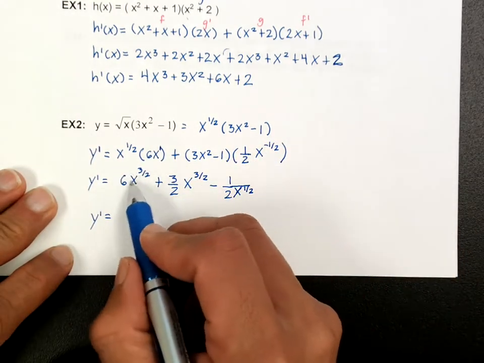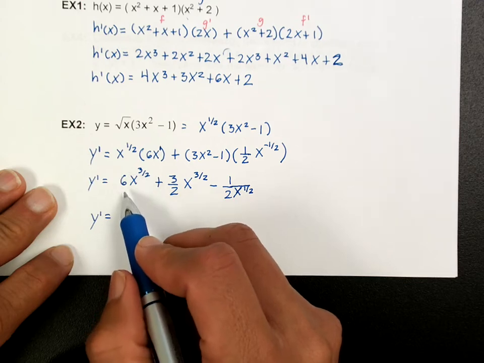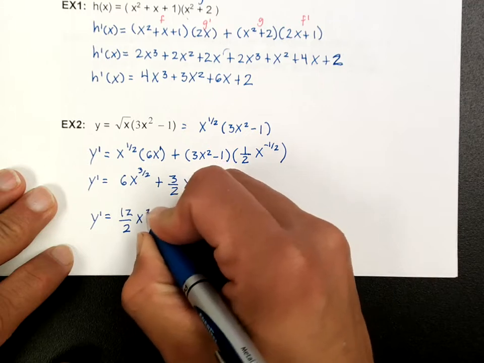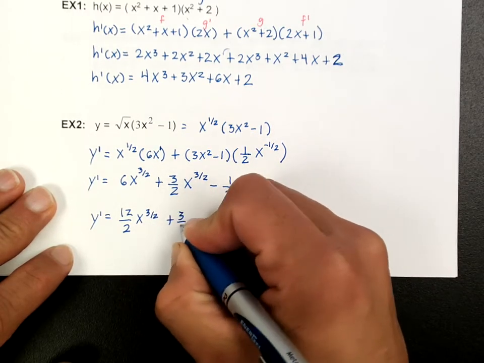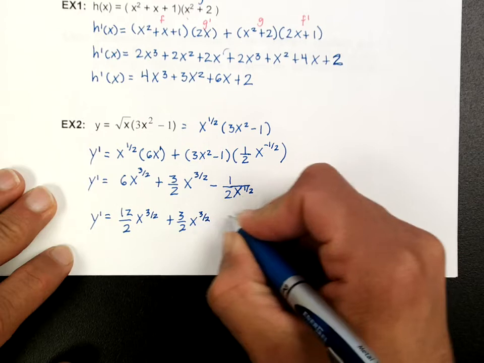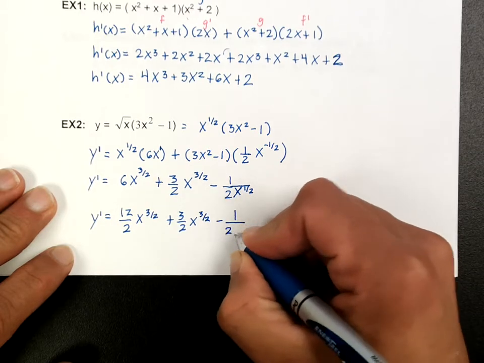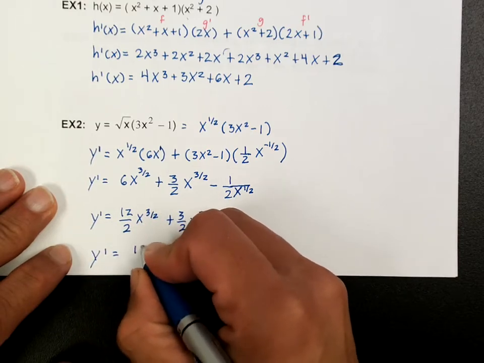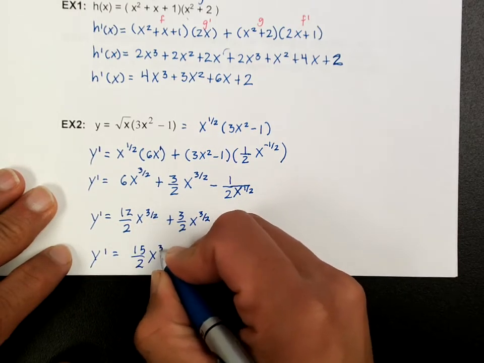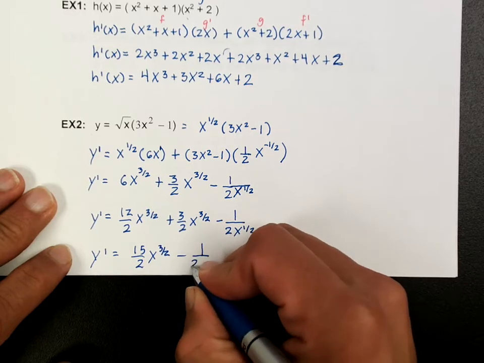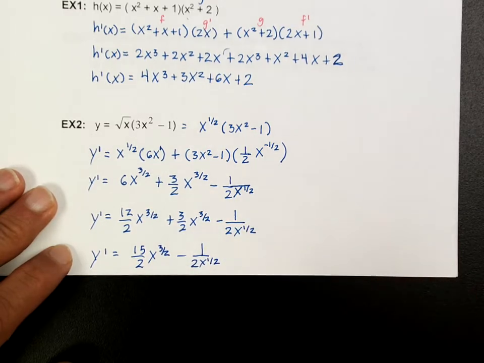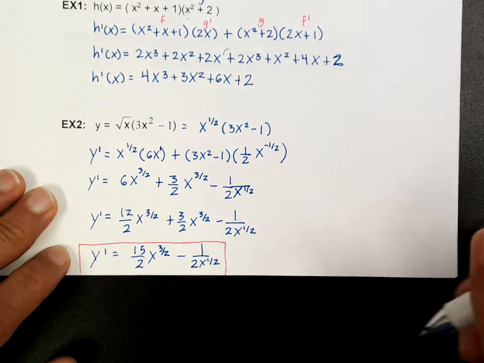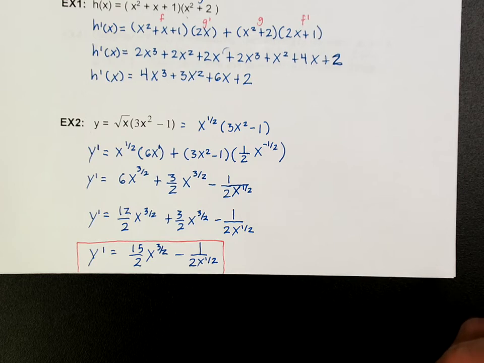Notice that I can rewrite this as 12 over 2. So, well, let me write it. All right, and then now I can add like terms, and I would end up with 15 over 2 x to the 3 halves minus 1 over 2 x to the 1 half. All right, so this would be the answer. You could find a common denominator if you wanted to, but at this point I'm not.